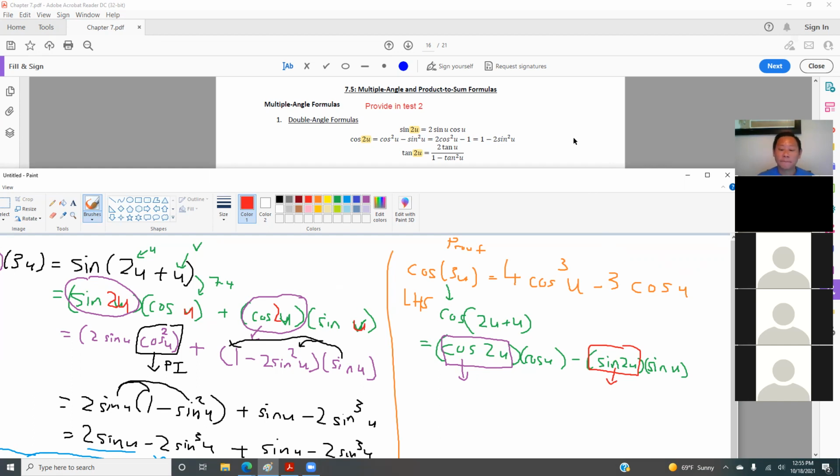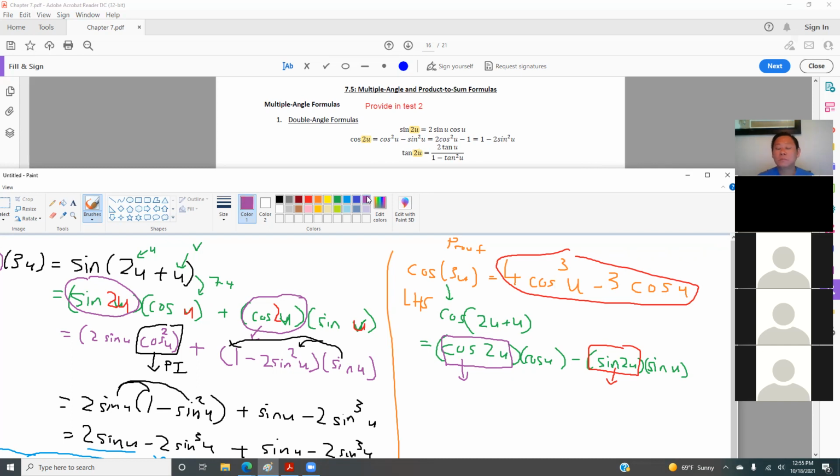So for cosine, you could do cosine squared u minus sine squared u. We don't want to use the first one, Danny. The reason why we don't want to use the first one is because this side is all in terms of cosine. You see that? So we do not want to use it. Can you tell me which one of these should be used for cosine 2u?